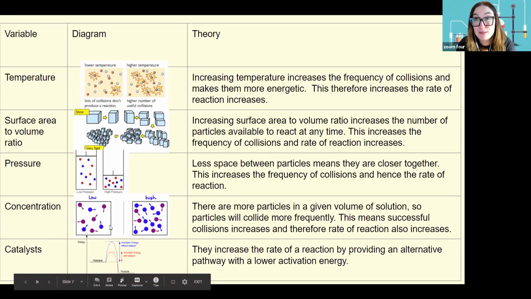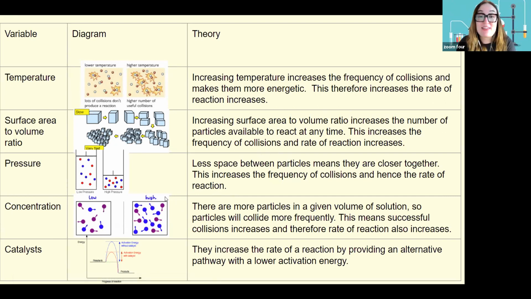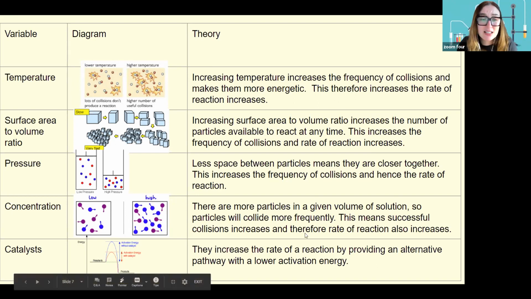Concentration, very, very similar. There will be more particles in a given volume, or, as I said earlier, per unit volume. This means particles will collide more frequently. This means that your successful collisions increase and your rate of reaction increases. That successful collision bit isn't essential in your answer, but it's there because it can make the answer flow a bit better. And lastly, a catalyst.